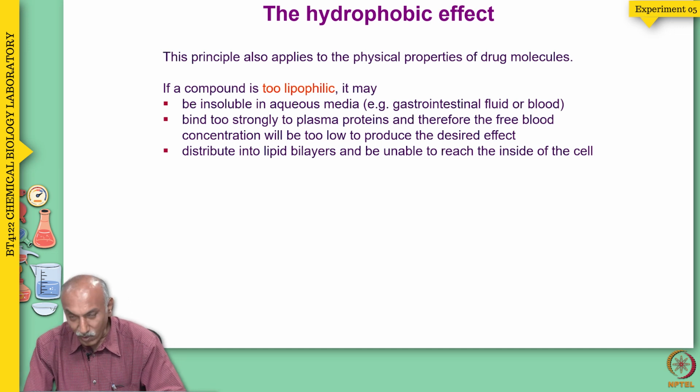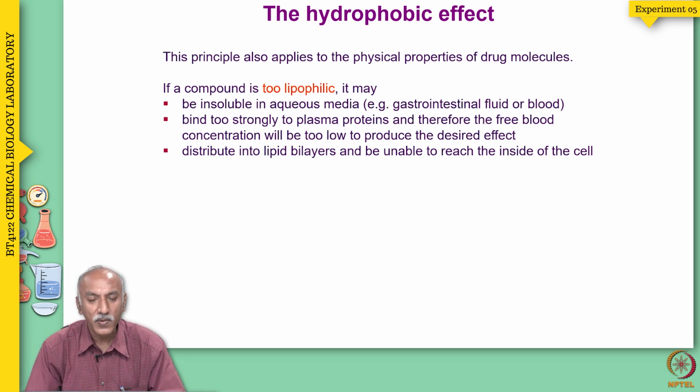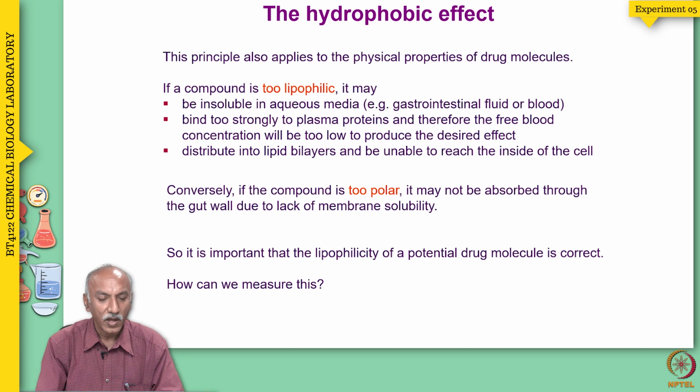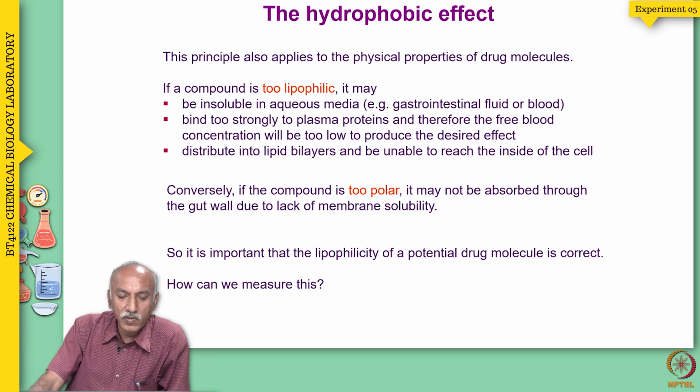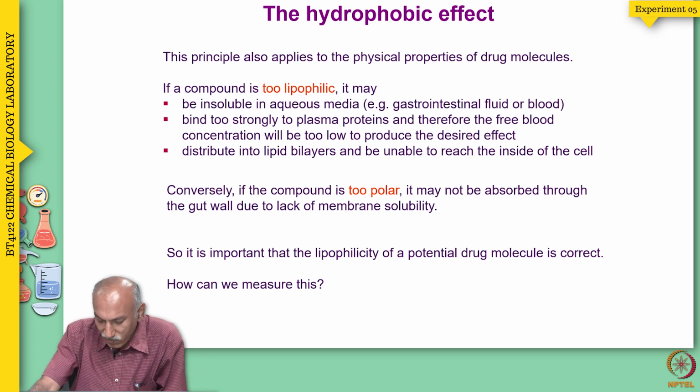So, whenever you want to make a drug, there has to be a balance between lipophilicity and hydrophilicity. Okay. And when a compound is too polar, it may not be absorbed through the gut wall due to the lack of membrane solubility. Okay. So, it is important to measure the lipophilicity of a potential drug molecule, that is correct. How do we measure this?